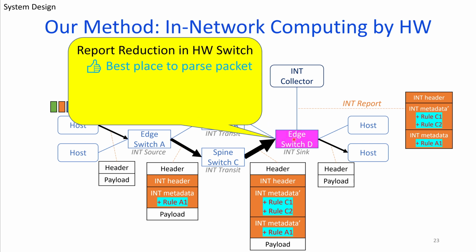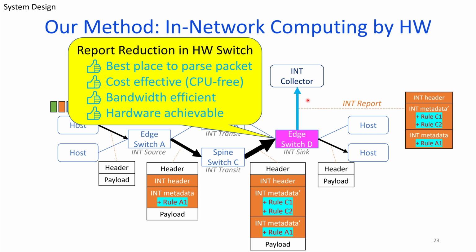First, the switch is the best place to parse the data packet. A dedicated parser implemented in a hardware ASIC is much more performant than any other packet processing method on CPU. Second, using the switch to filter reports can reduce the usage of external CPU to process the INT reports. Moreover, the bandwidth requirement between the INT sink and the collector can be greatly reduced. And of course, we can apply our hardware-achievable method on this solution.